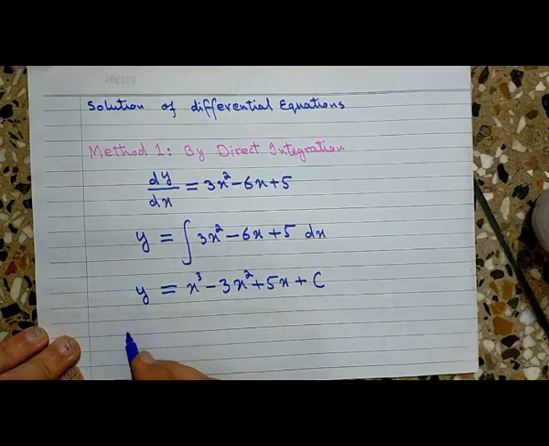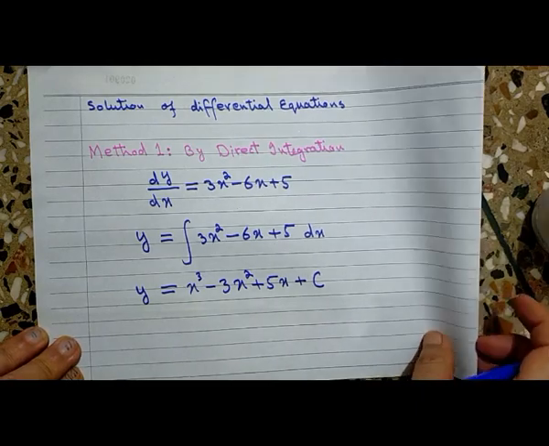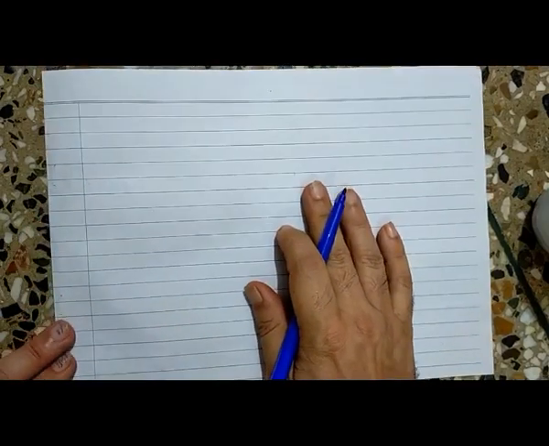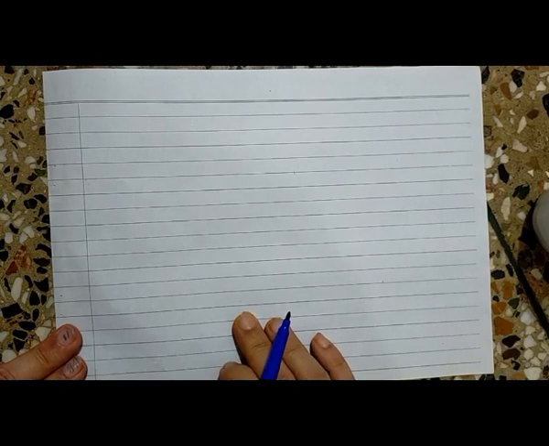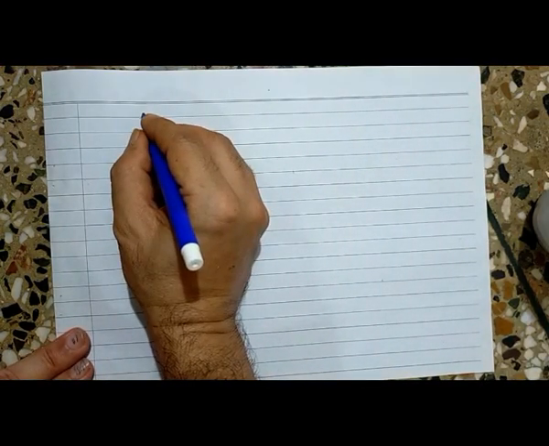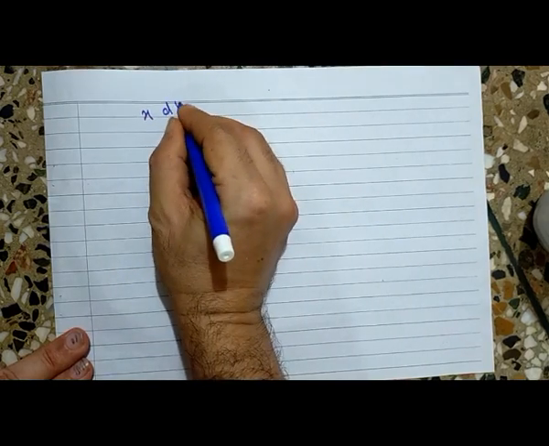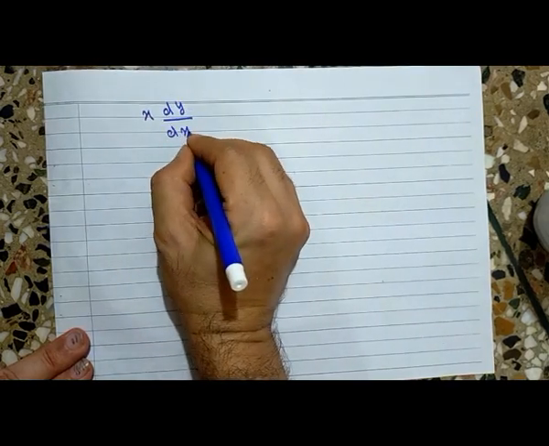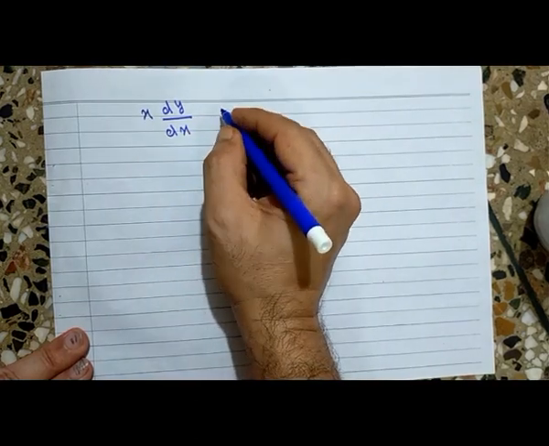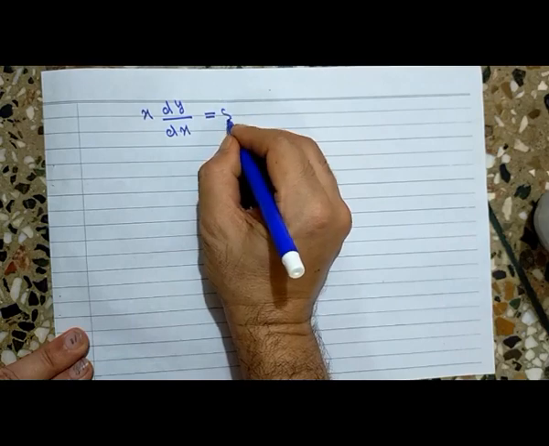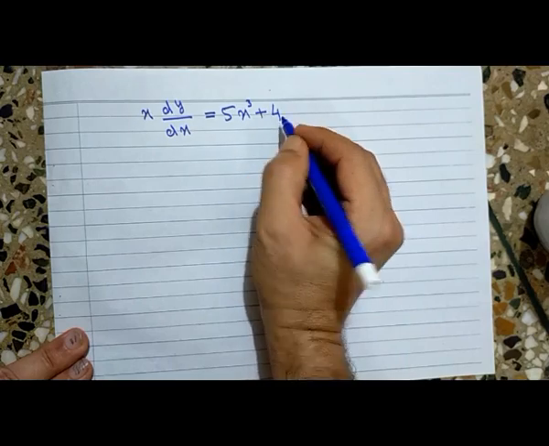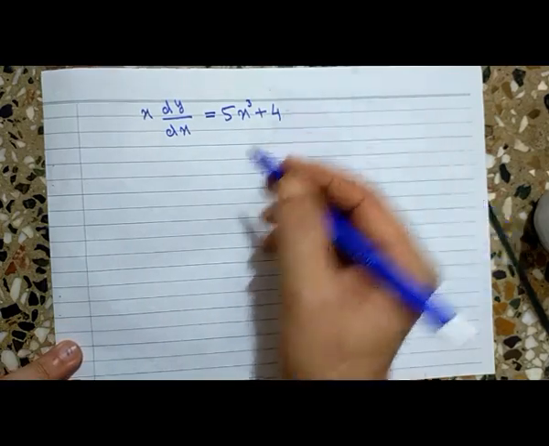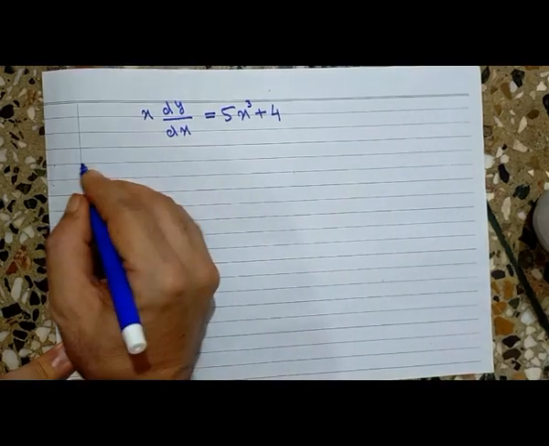Here is another example. Let me do it on the next page. And another example, we are told to solve x dy/dx = 5x³ + 4. Okay, so here is the solution.